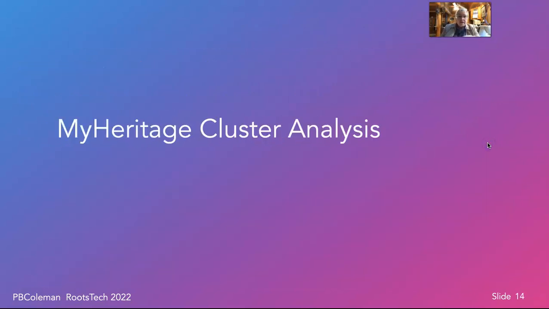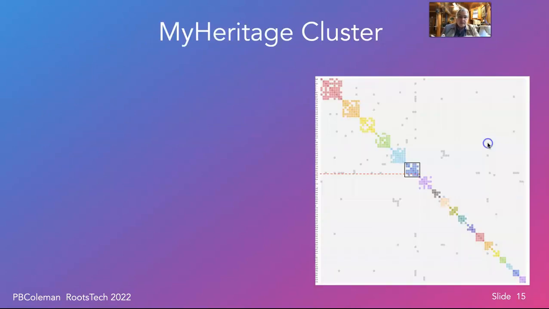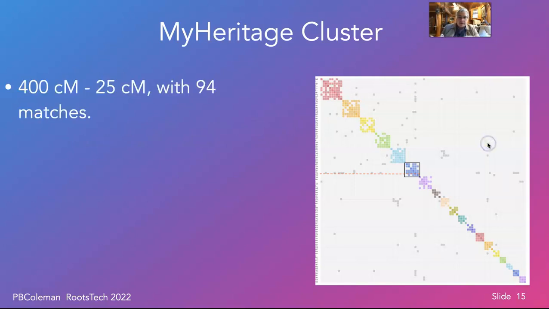So it's a MyHeritage cluster that I want to look at in more detail and do some analysis with. And so here's the cluster. It's run from 400 centimorgans down to 25 centimorgans, which is the minimum that they picked. In my case, it's 94 matches. I said it was typically about 100 matches.